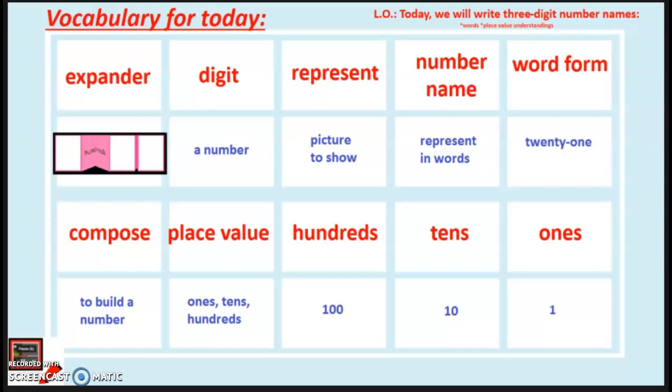Place value means ones, tens, hundreds. Well, hundreds, the numeral is 100. Tens, numeral is 10. And ones, the numeral is the number 1. Did you get them right? If not, go back, check your answers, and discuss a little bit more. Pause if you need to. If not, keep on going.